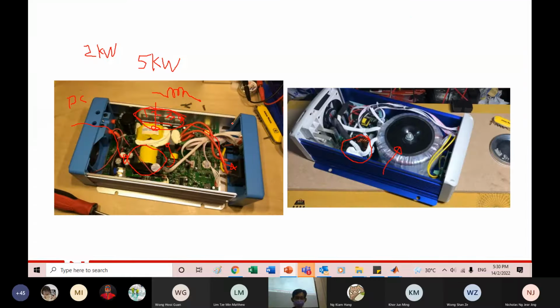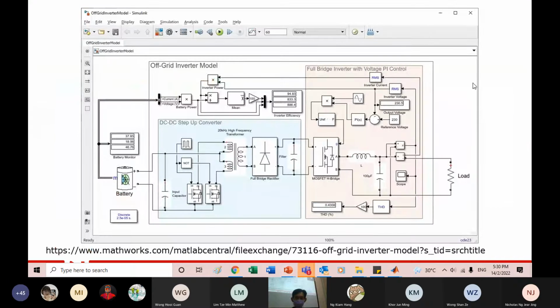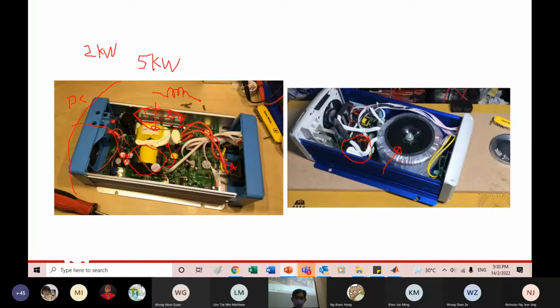This one you can download and play around. This one I modeled exactly following this method.